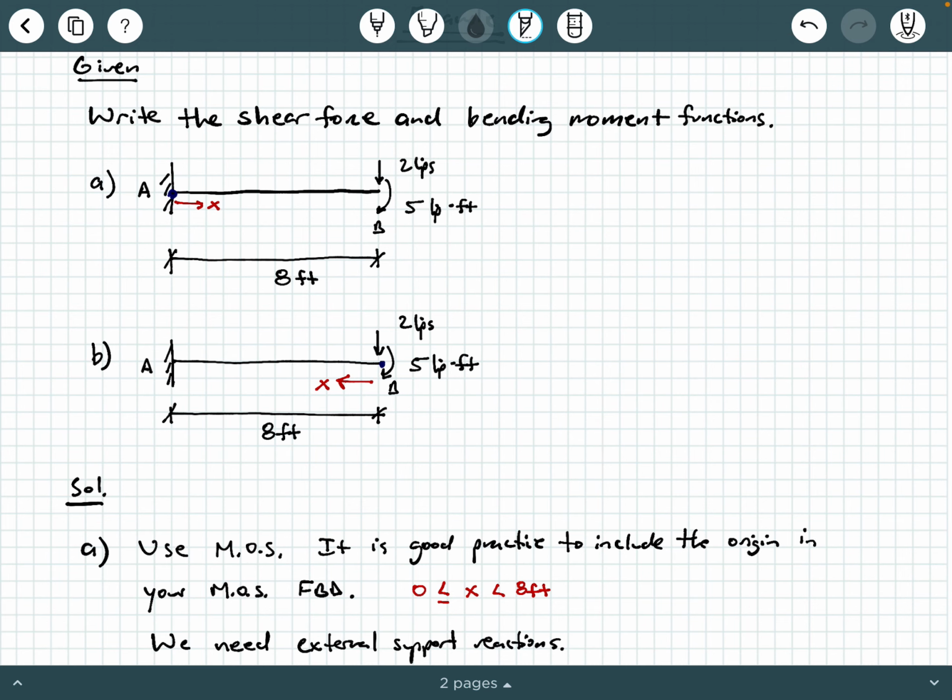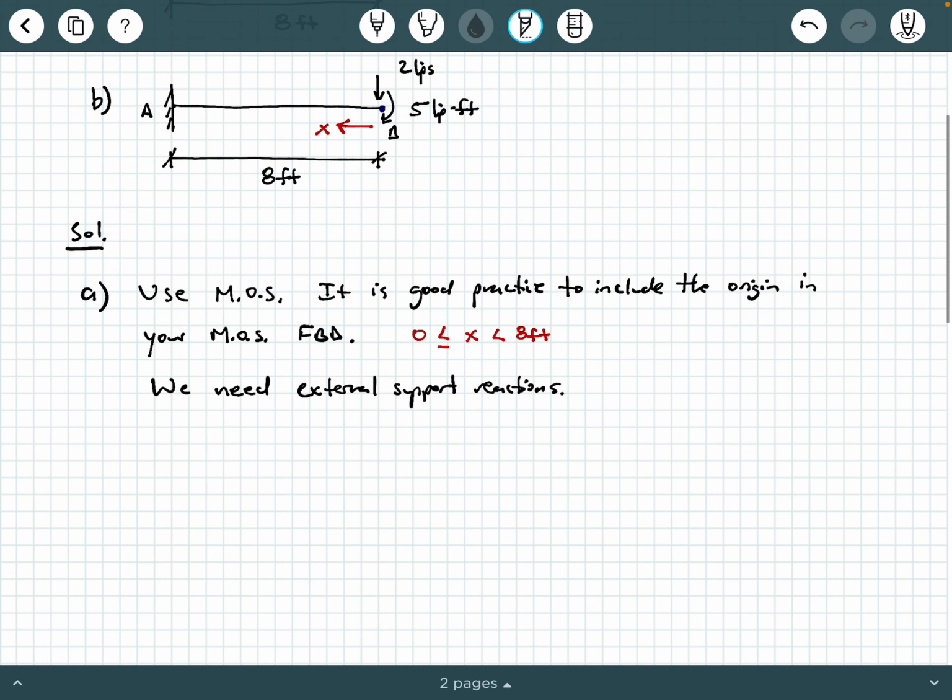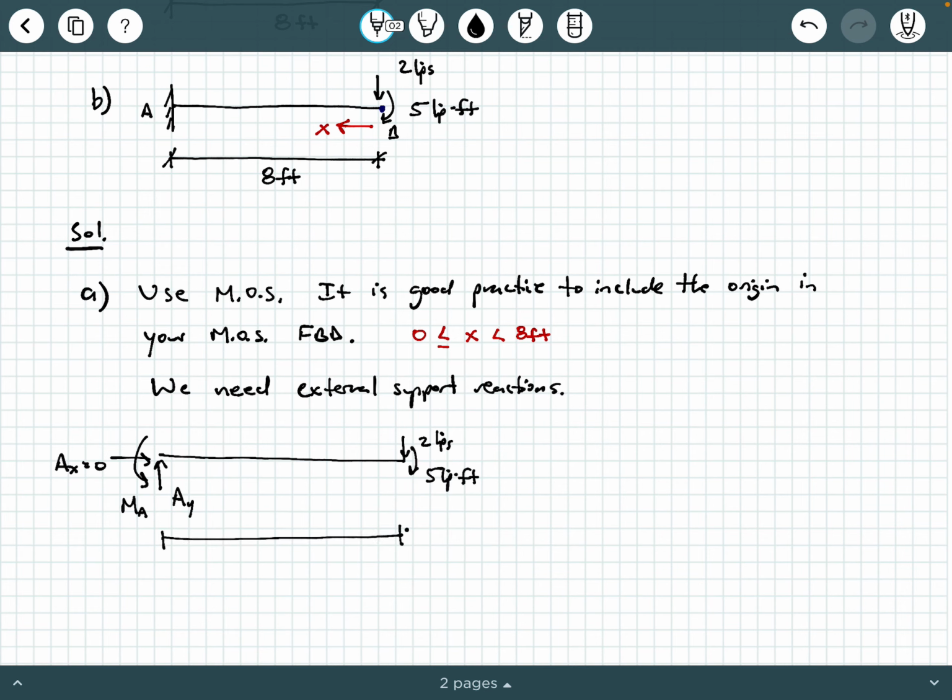So this is a pretty simple loading scenario. I'm going to go ahead and draw a free body diagram of the entire beam. We're going to have, of course, an AY, an MA, and an AX, but we don't have anything applied in the X direction, so AX is clearly going to be 0. And we have our 2 kips at the free end, and our 5 kip-feet at the free end, and then our total length is 8 feet.